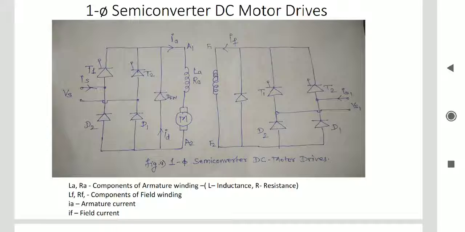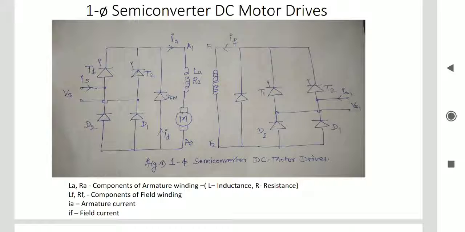Two semi-converters are connected to the motor. We know M stands for motor and it has two terminals. One is the armature winding, the second one is the field winding. To the armature winding, one semi-converter is connected and to the field winding, a second semi-converter is connected. To both the converters, we have to apply a separate supply.